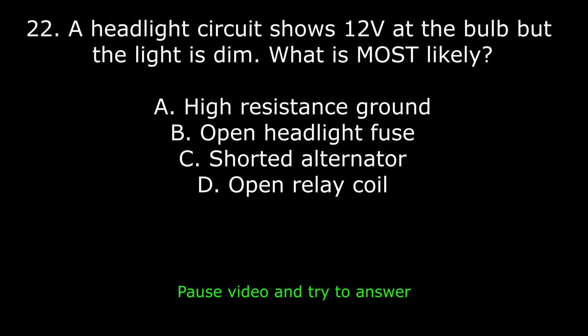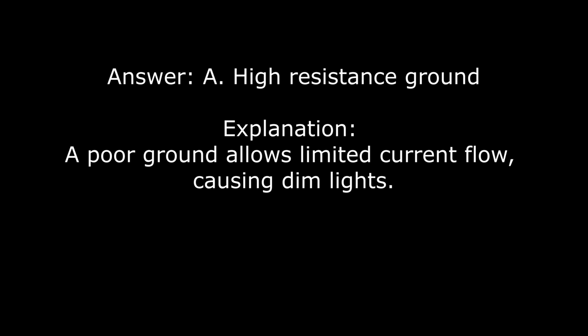22. A headlight circuit shows 12V at the bulb, but the light is dim. What is most likely? A. High resistance ground. B. Open headlight fuse. C. Shorted alternator. D. Open relay coil. Answer: A. High resistance ground. Explanation: a poor ground allows limited current flow, causing dim lights.